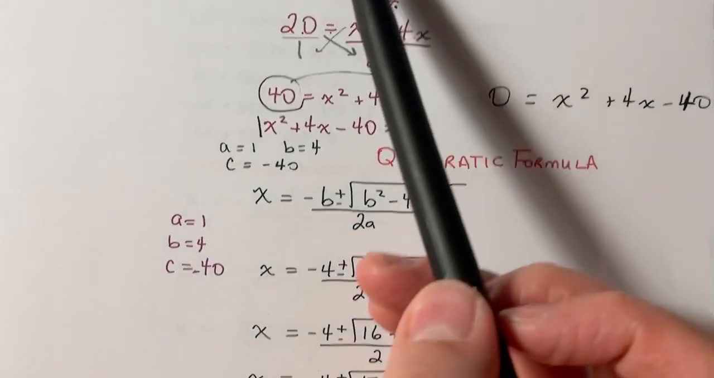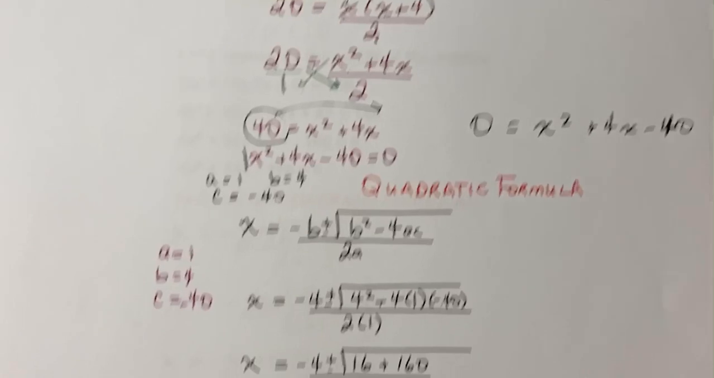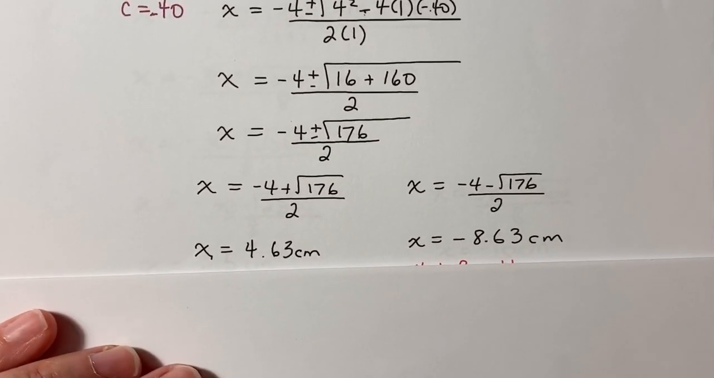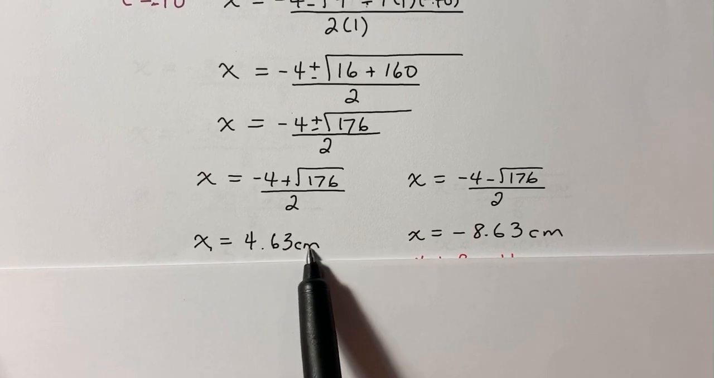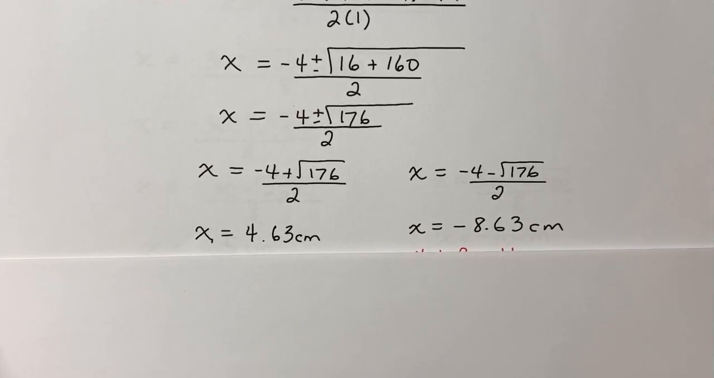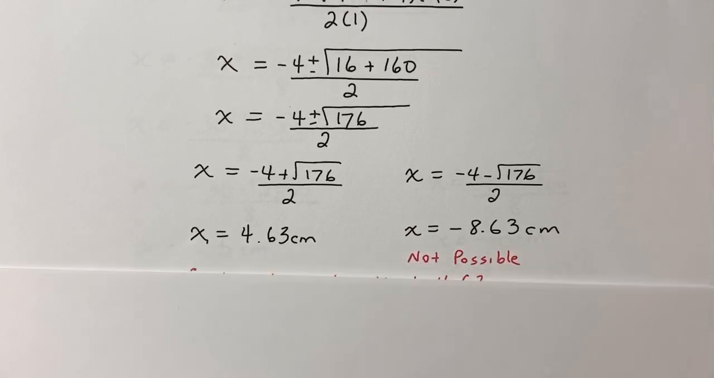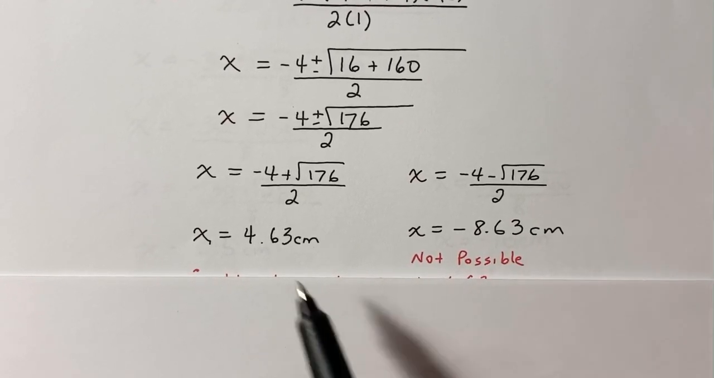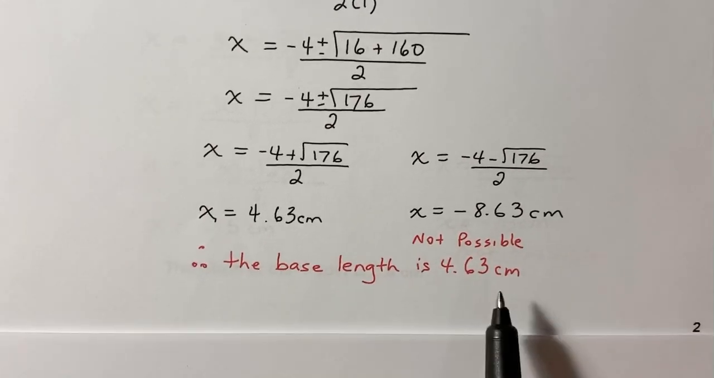X is your length of your base. Now let's look at my two answers and let's see if they both make sense. This is positive 4.63 centimeters, and this is a negative. Does it make sense to have a negative base? It doesn't. So this one is not possible. I only have this one. And then that's it. I do my concluding statement.